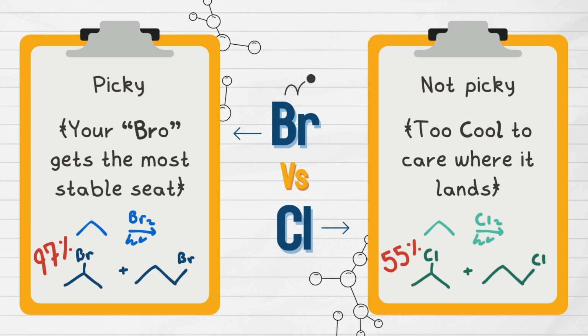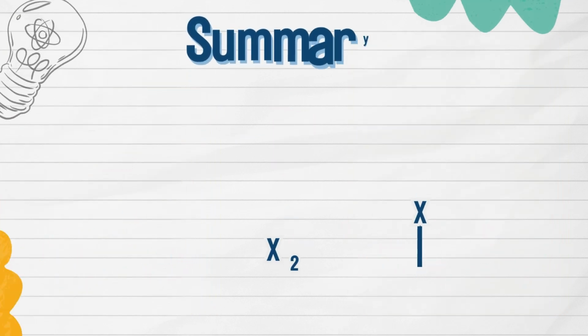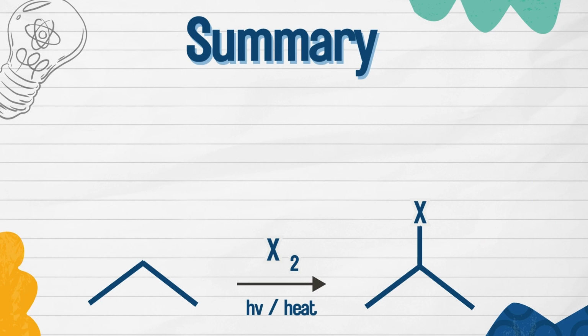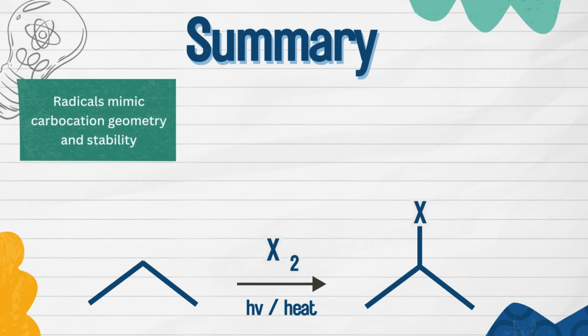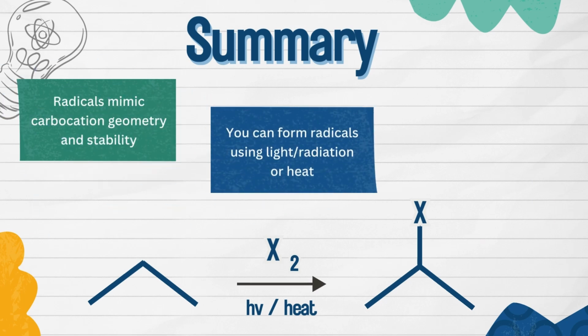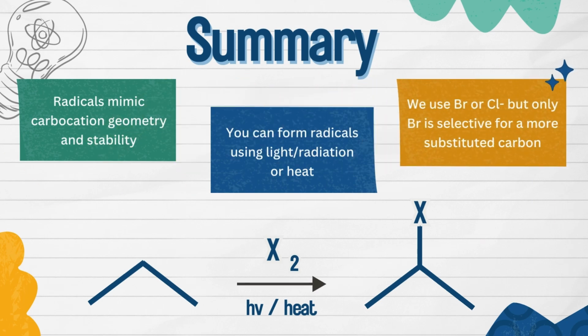Well, with that, that's all the context I think you'll need for this concept. To summarize, here is a reminder of the typical reaction you'll carry out. And remember, first, radicals mimic carbocation geometry and stability. This will impact how the halogens add on and in what spatial orientation. Next, remember that you can form halogen radicals under light or heat conditions. It'll split the bond in half homolytically. And finally, we typically use bromine and chlorine for these reactions. But remember, bromine is the one that is selective for the most stable carbon radical position.